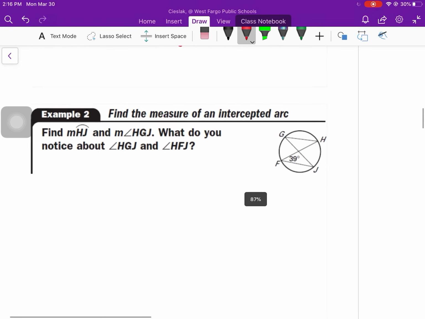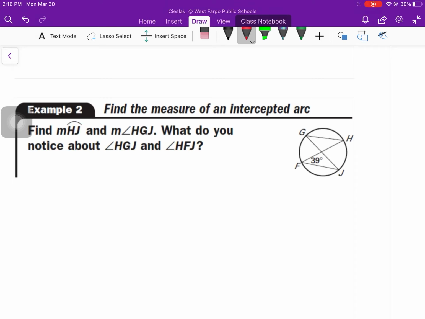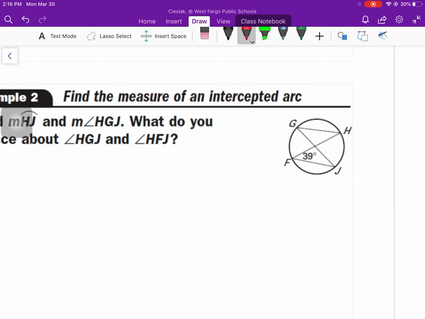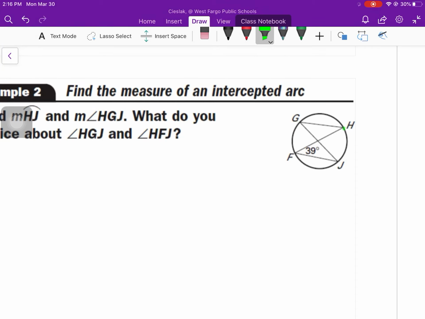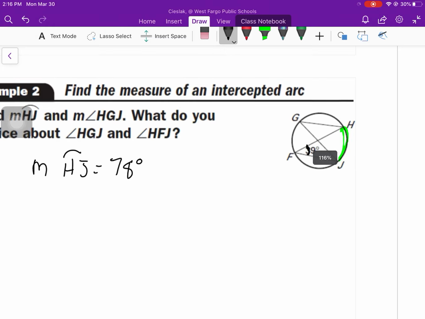Let's try a couple more here. It says find the measure of arc HJ. What do you notice about angle HGJ and HFJ? Let's not get too far ahead here. Let's find HJ first. Arc HJ, I'm going to highlight right here. It looks like it is opposite this angle right here of 39. So I can say that the measure of arc HJ is equal to 78 degrees. It's just 2 times 39.